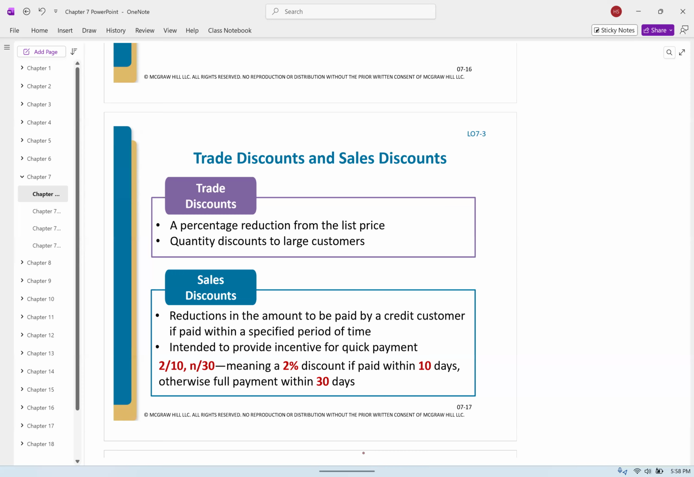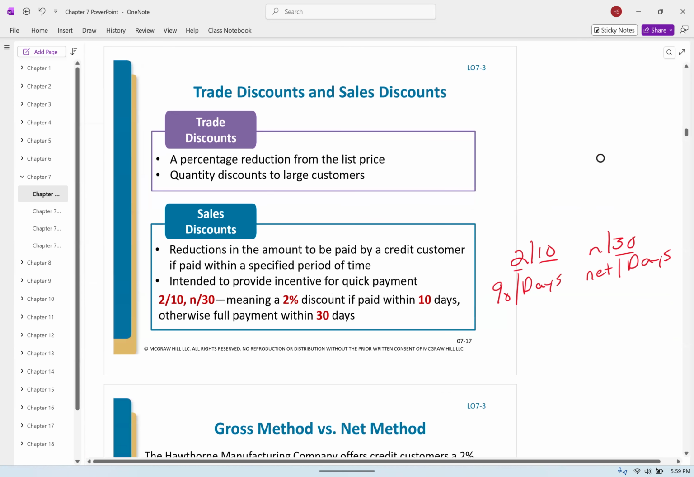Okay. So down here, the sales discounts, they have these terms 2/10, n/30. There is a 2% discount if it is paid within 10 days. It's always read the same way, even if it's a purchase discount, it's read the exact same way. Then the net is due. N stands for net, is due within 30 days. So if we pay it in 10 days, we get a 2% discount. If we don't pay it in 10 days, we have 30 days to pay for it.